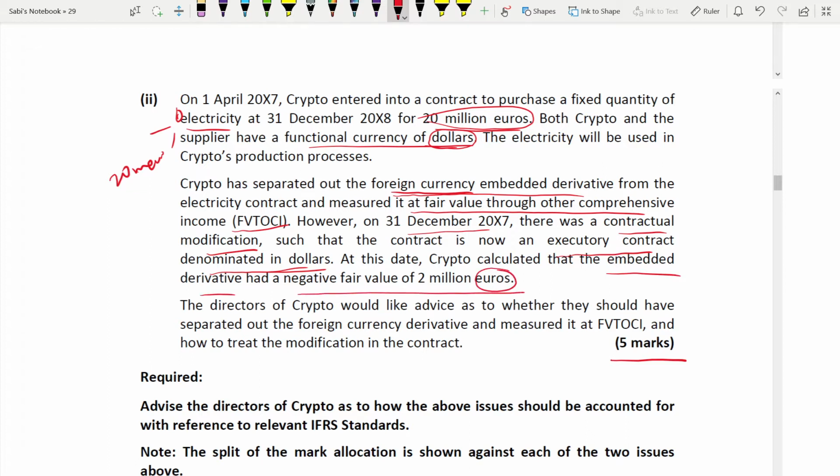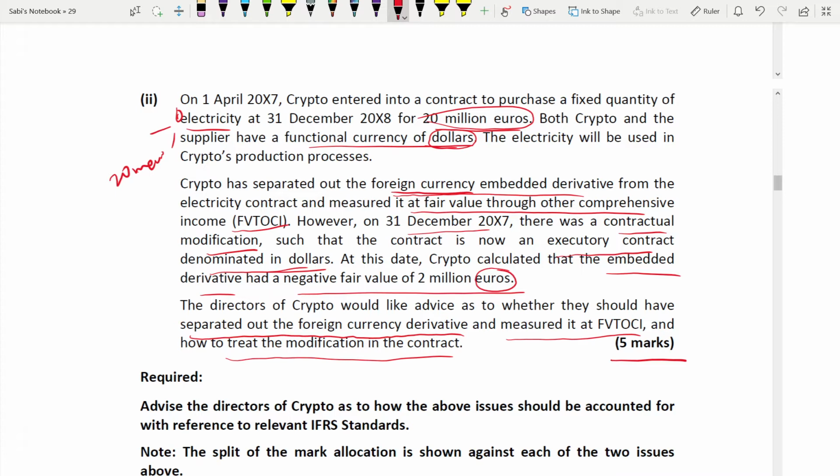Then the fair value. So the directors would like advice as to whether they should have separated out the foreign currency derivative and measured it at fair value through other comprehensive income, and how to treat the modification in the contract. Two questions are there. One is how to treat the modification. The other one is whether they have to separate it out and measure it. So there are three things if you see. First, should they separate out the embedded derivative from the contract? If they separate it out, should they measure it at fair value through other comprehensive income or fair value through profit and loss? Third, how to treat the modification in the contract. So there are three things, and for 5 marks.